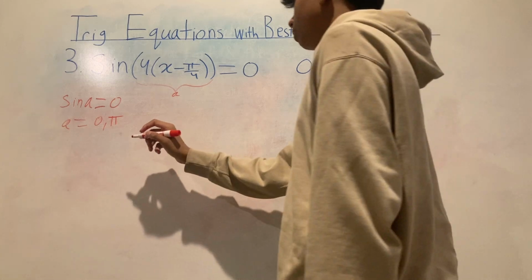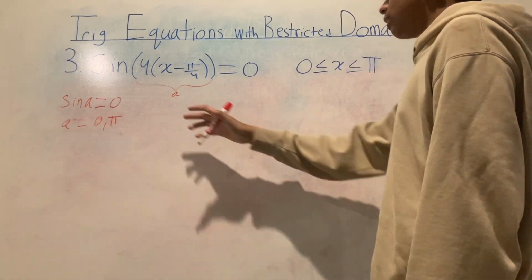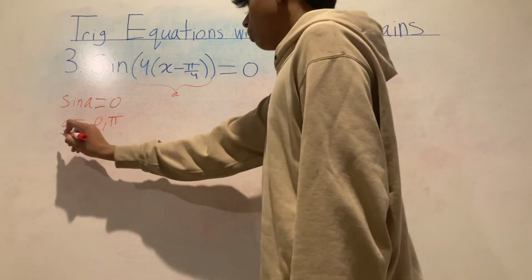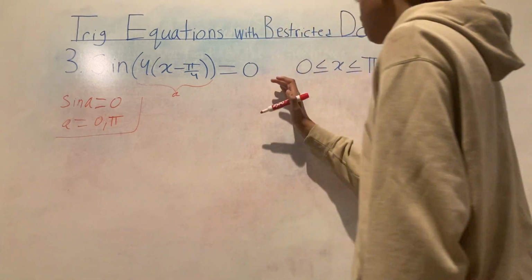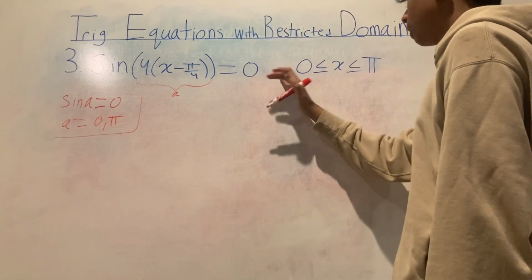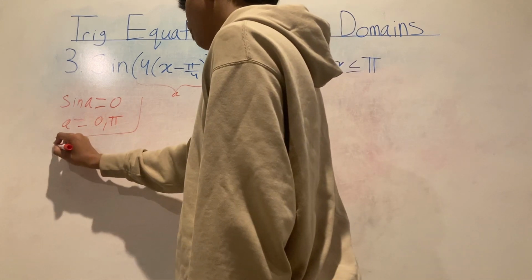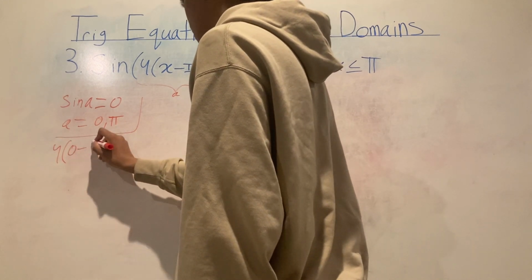So now we look at the same domain. Since the x is changing, the domain also has to change. So now what we do is take the left side of the domain, which is 0, and put it into this. So 4 times 0 minus pi over 4.